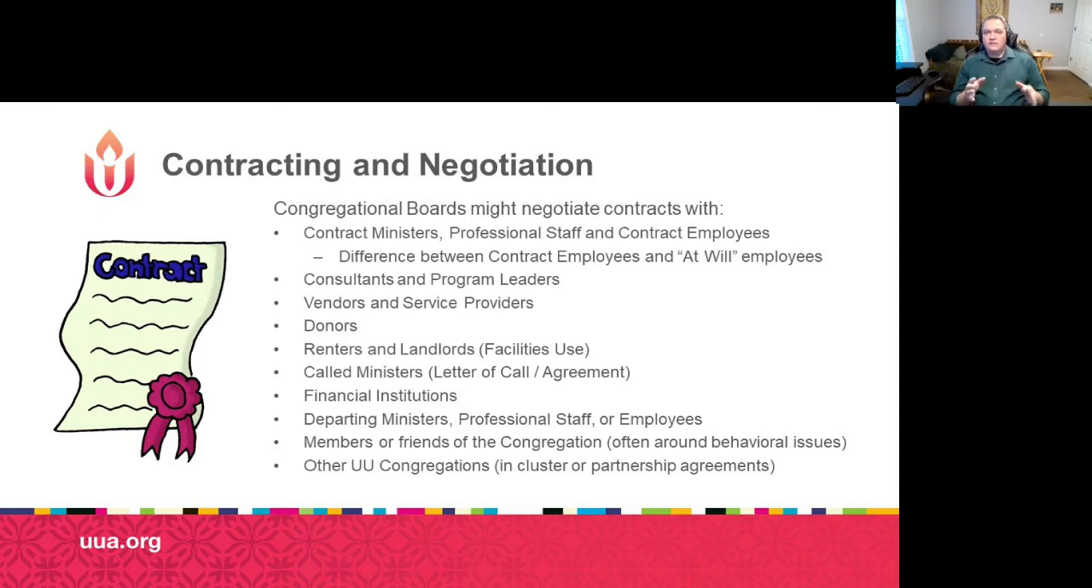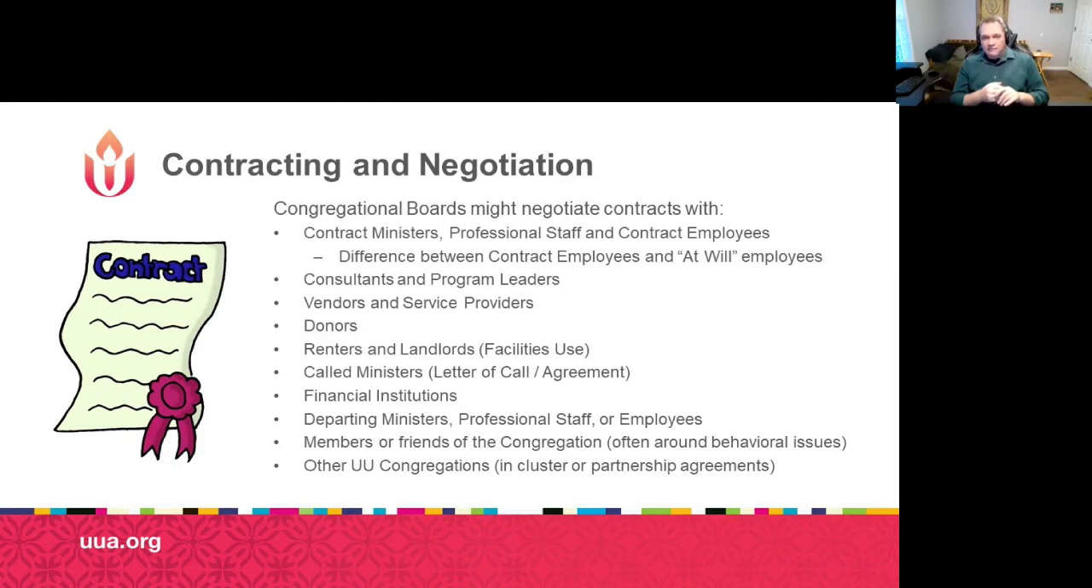And there's a difference between contract employees and at-will employees, in that we use the term sometimes, and at-will employees is not the best term here. What I mean is the difference between a contract employee and an independent contractor. An independent contractor is someone who is not an employee of the congregation, but is in a contracted relationship that is term limited, that is for a specific purpose.